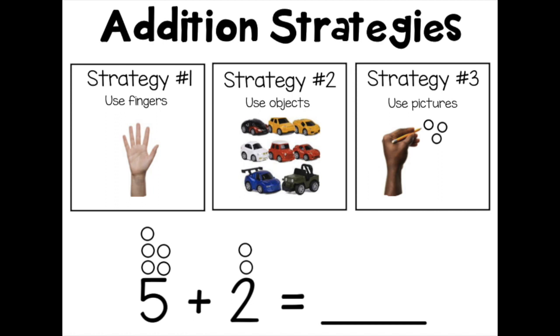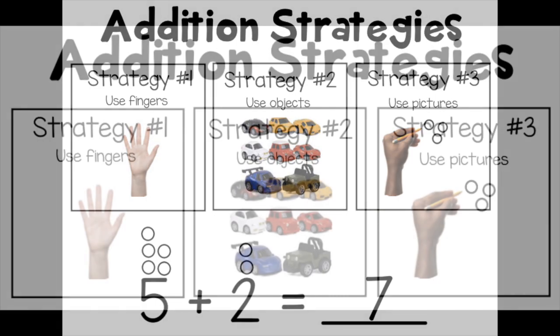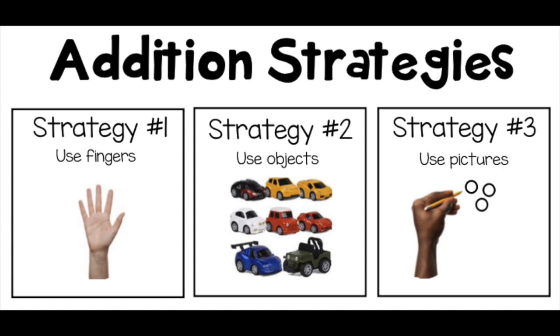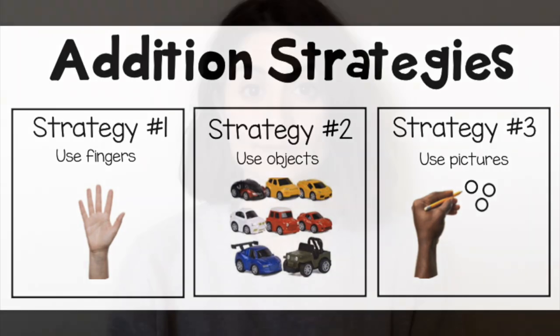And when you count the 5 circles plus the 2 circles, you have 7 circles altogether. 5 plus 2 equals 7. So these are 3 of the many strategies you can use to solve addition equations. You could use strategy number 1, use your fingers. You could use strategy number 2, use objects. Or you can use strategy number 3, use pictures.